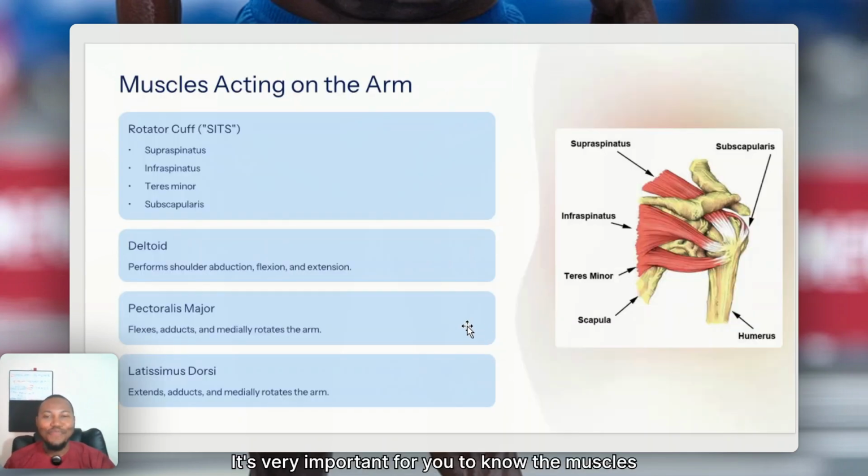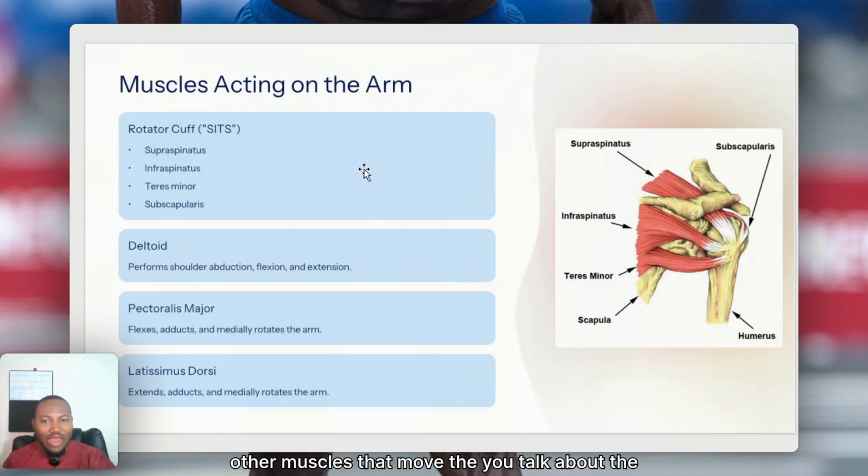Okay, let's talk about the arm. It's very important for you to know the muscles that work on the arm, like those that help to rotate the shoulder. You understand? So we have 4 of them. We call them the rotator cuff muscles, SITS, S-I-T-S. So we have the supraspinatus here, above the spine of the scapula. We have the infraspinatus. Then in this area we have the teres minor, and also we have subscapularis. So when you hear SITS, they may tell you one of the following is a rotator cuff muscle. Remember SITS: supraspinatus, infraspinatus, teres minor, and subscapularis.